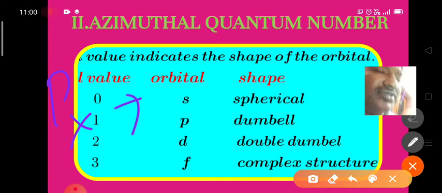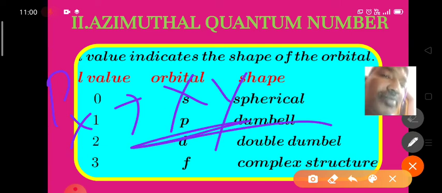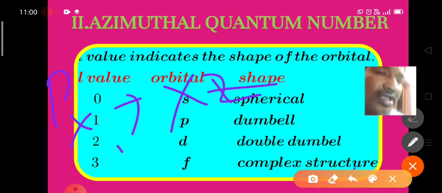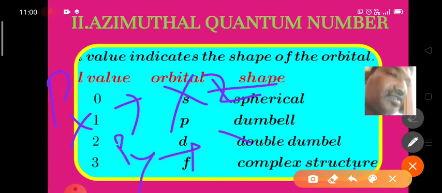For the px orbital, xy is the nodal plane, and xz. And for py, the nodal plane is xz.